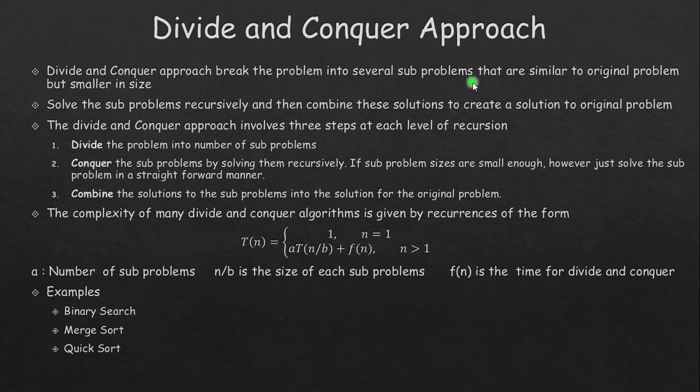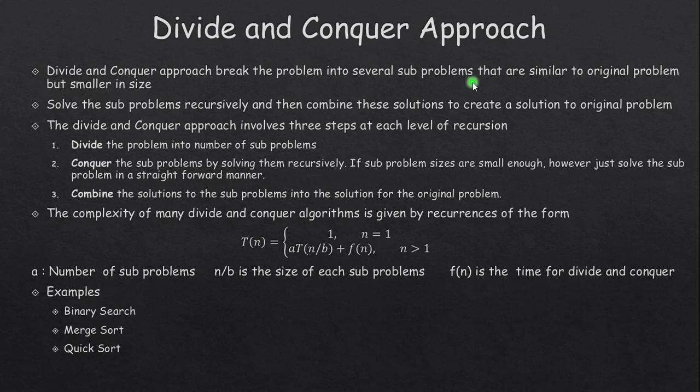The third one is combine. Combine the solutions to the sub-problems into a solution for the original problem. So from the bigger problem we are getting some number of relatively smaller problems. When we combine the solutions of these smaller problems, we will get the solution for the original problem. So this is the general approach of the divide and conquer technique.